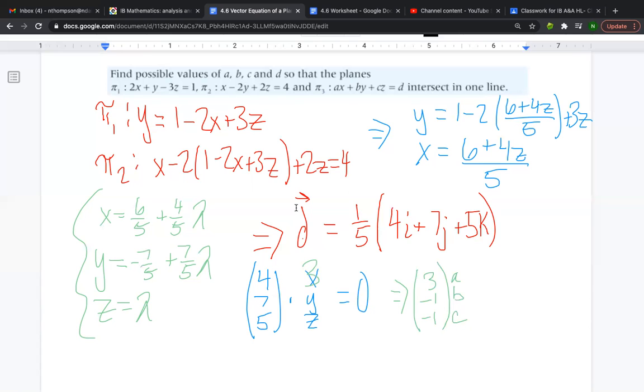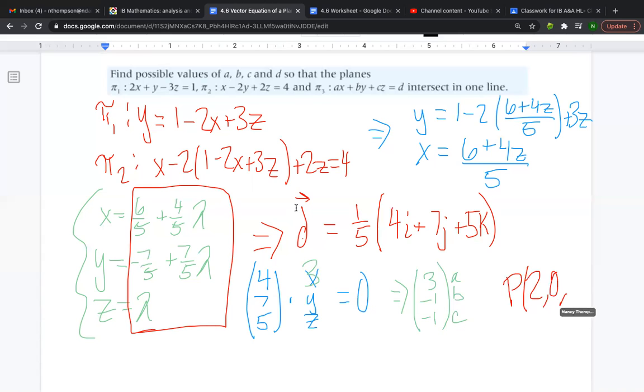And the way I do that is by finding any point here. Now, the easiest number I can think of to plug in is 1. So I'm going to do that. I'm going to plug in 1 for lambda. And now I'm going to have a point. And my point would be 2, 0, 1 when lambda equals 1.